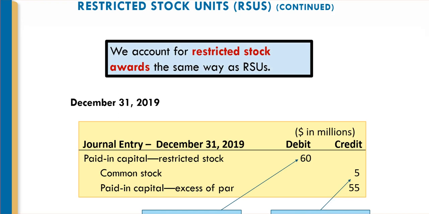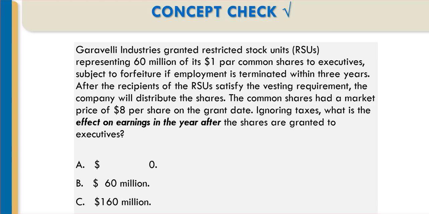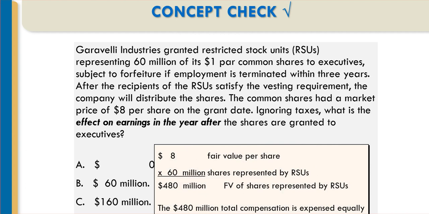The only difference I have to say is that you're not going to call it a restricted stock unit. You're going to call it a restricted stock award. I apologize because you can't see all of this slide. Gravel Industries granted restricted stock units, 60 million of $1 par. Do we care about the par? No, not yet. What we need to do is say, what is the market value on the grant date? The market value on the grant date was $8. It's going to be 60 million times 8, which is 480 million.